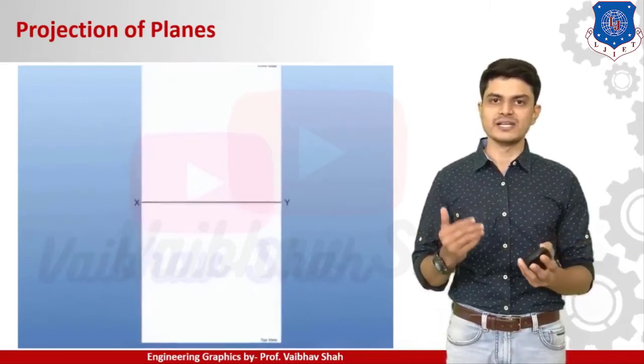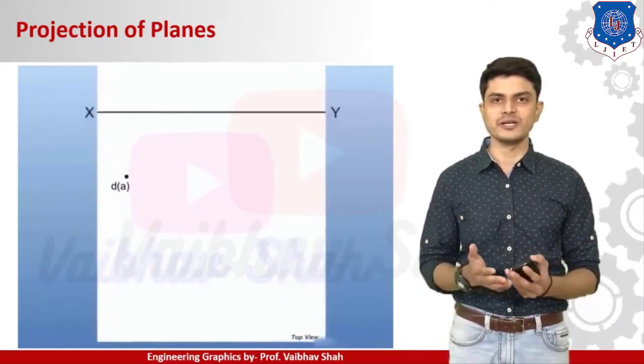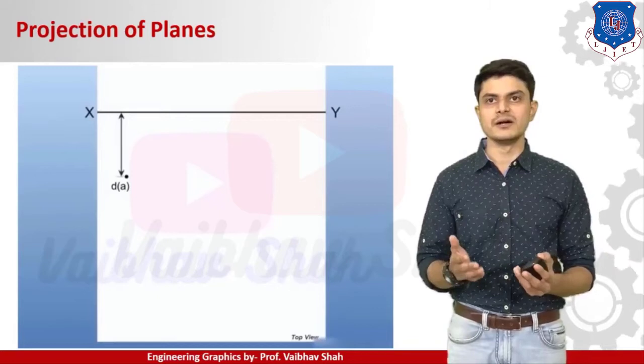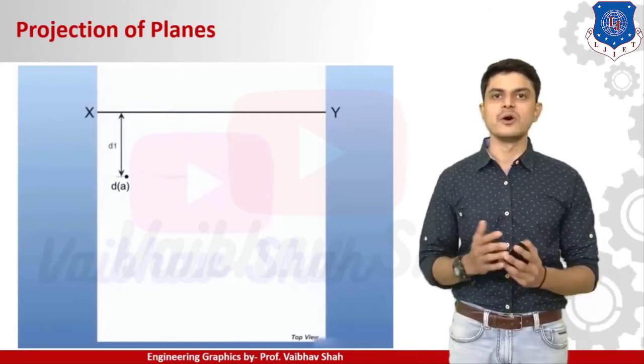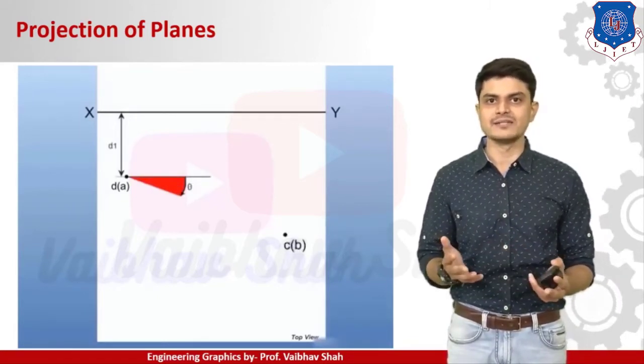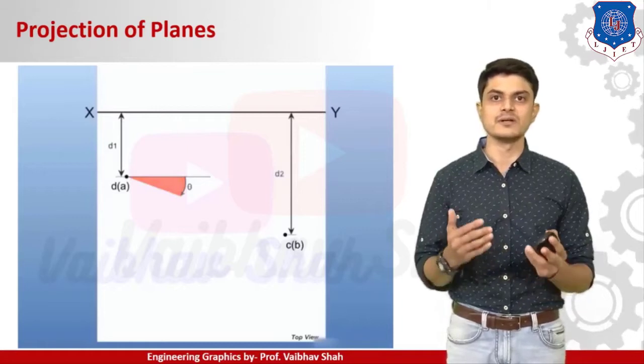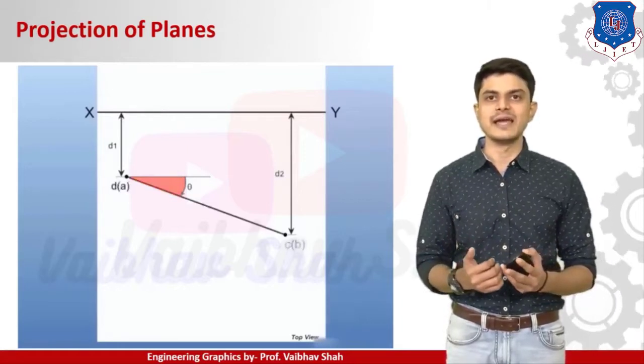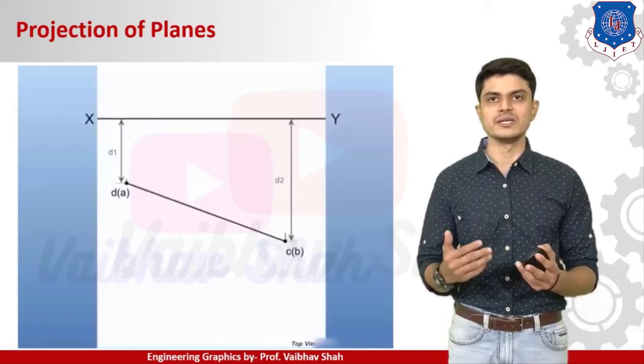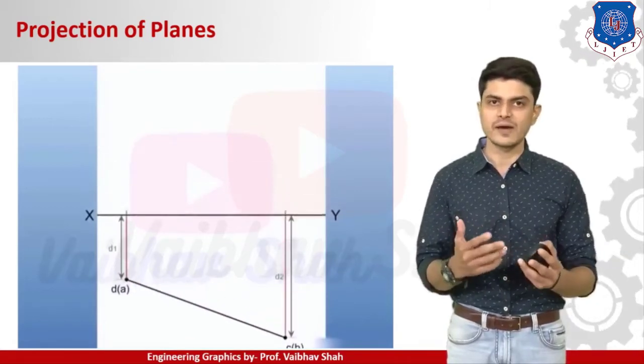After that, you will be rotating this plane along your intersection point, so you will have the inclined line in your horizontal plane at theta degree. Why theta degree? Because our plane is at a certain angle with your VP. So here we are making the angle with your XY line.